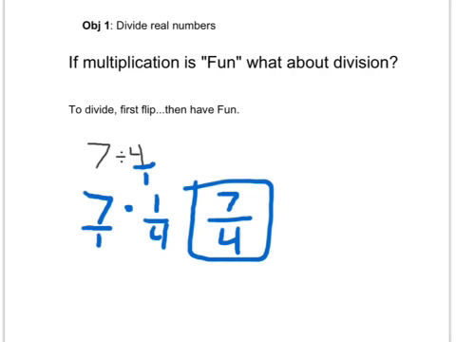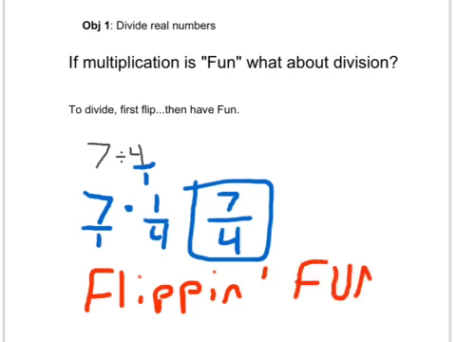Well, if we flip and then have fun, then division is some flippin' fun. Flip and then have fun. It's flippin' fun all day. That's all we're going to do all day today is have flippin' fun. All right? All right, let's do it.